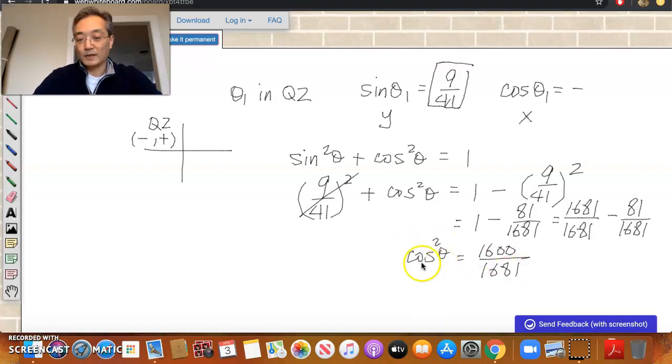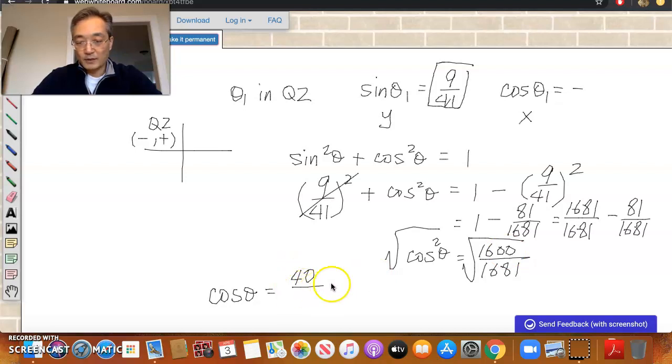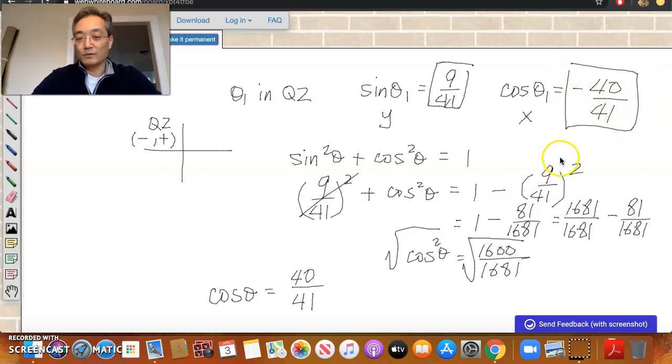Okay? Well, to get cosine of theta, I don't need cosine squared, I need cosine. So I'm going to take the square root of both sides like that. And then I am going to get what my cosine is. So cosine of theta is equal to, well, I know that the square root of 1,600 is 40, correct? And I know that the square root of 1,681 is just 41. And I also know it's going to be negative because it's the x coordinate in the second quadrant. So my final answer is negative 40 over 41.